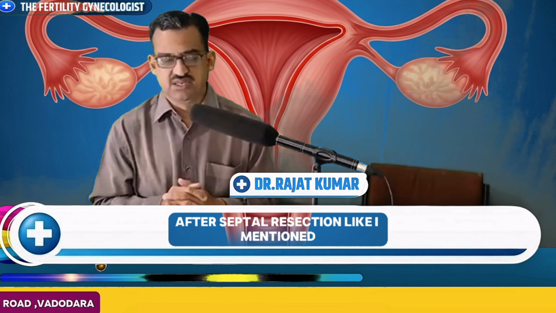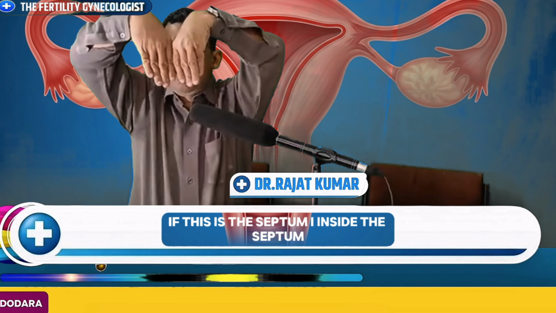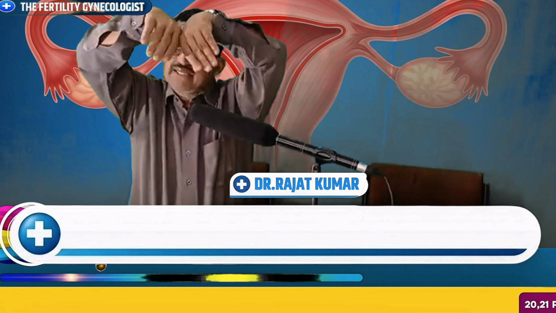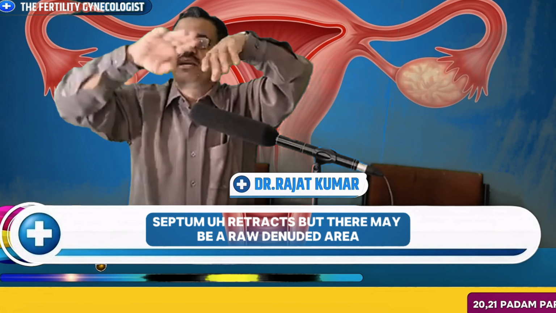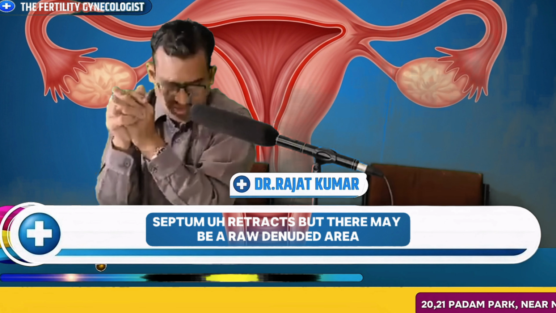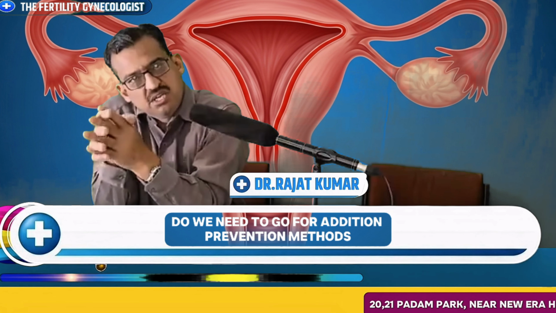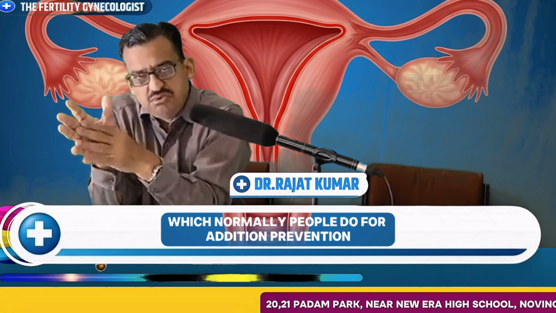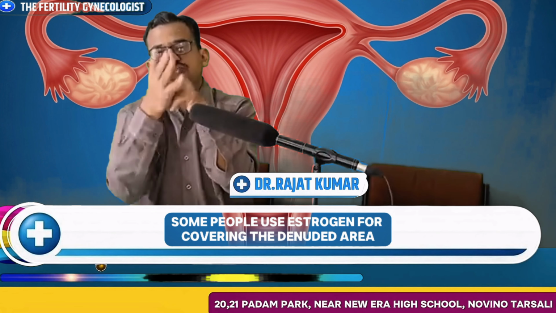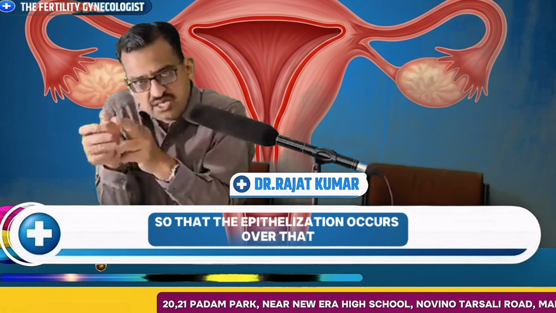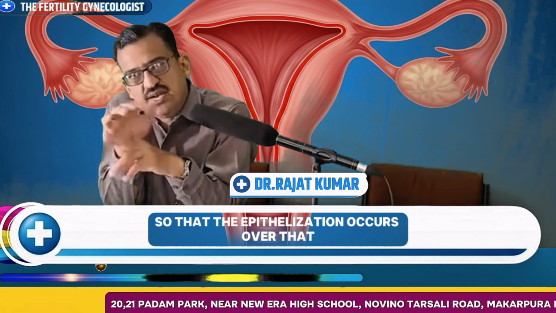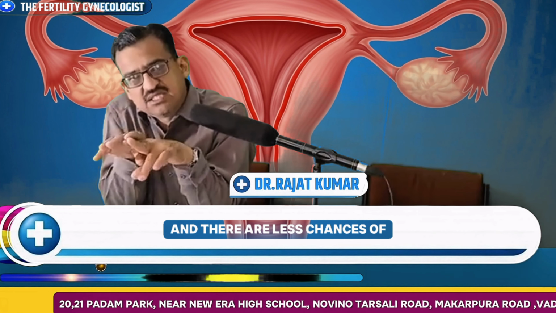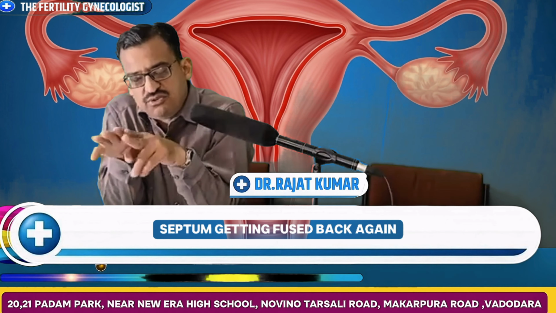After septal resection, like I mentioned, the septum retracts inside, but there may be a raw denuded area. Do we need to go for adhesion prevention methods? There are 4 things which normally people do for adhesion prevention. Some people use estrogen for covering the denuded area so that epithelialization occurs, the denuded area is not there, and there are less chances of the septum getting fused back again.